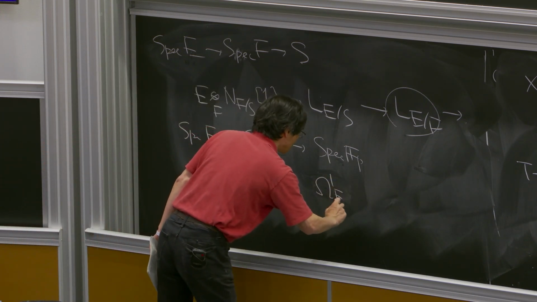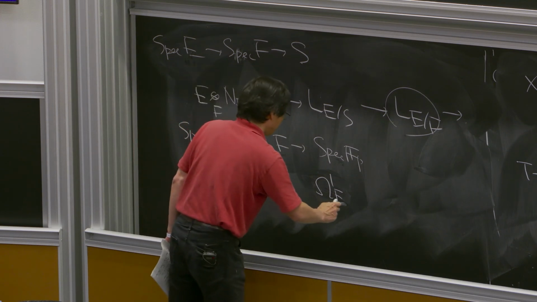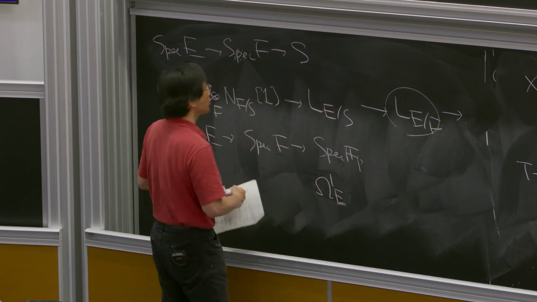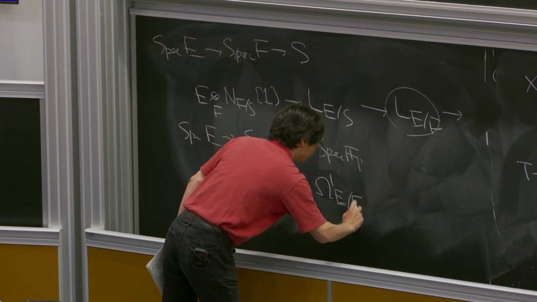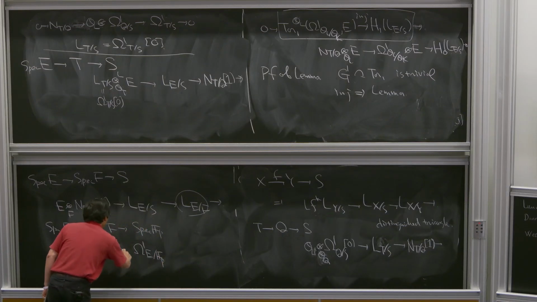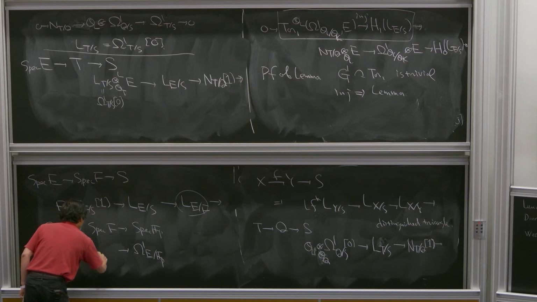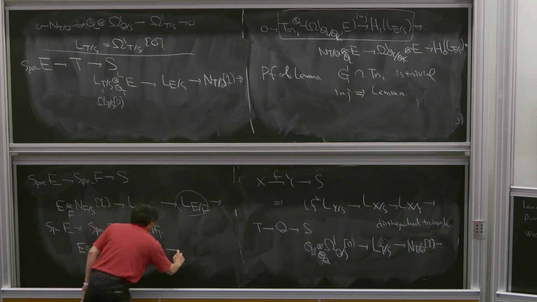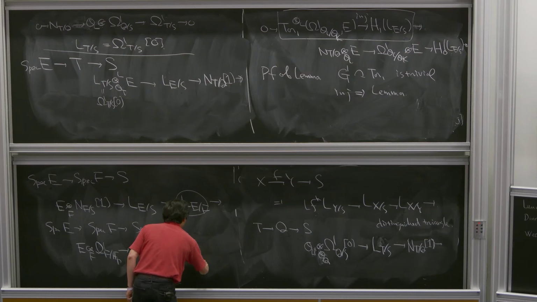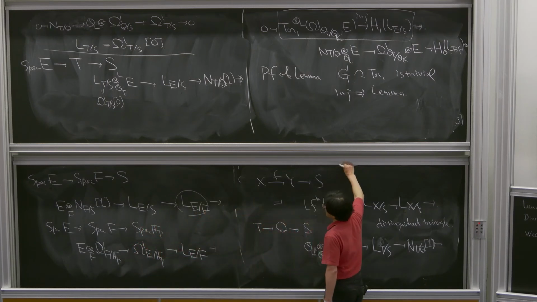So we can take the limit. The construction of the cotangent complex commutes with inductive limits. So this gives a distinguished triangle like this.